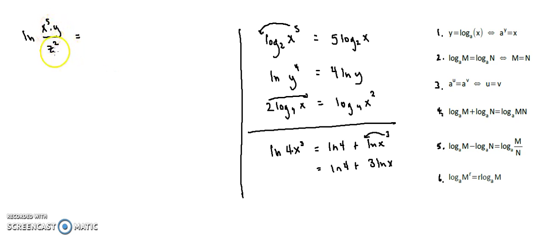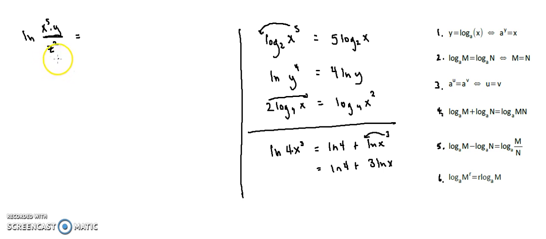We've got multiplication, because we've got x to the fifth times y. We've got a fraction, so we've got over z squared. And we've got exponents. We've got x to the fifth and z squared. So we've got 4, 5, and 6 all going on here. We've got product, division, and an exponent. So how do we attack this?